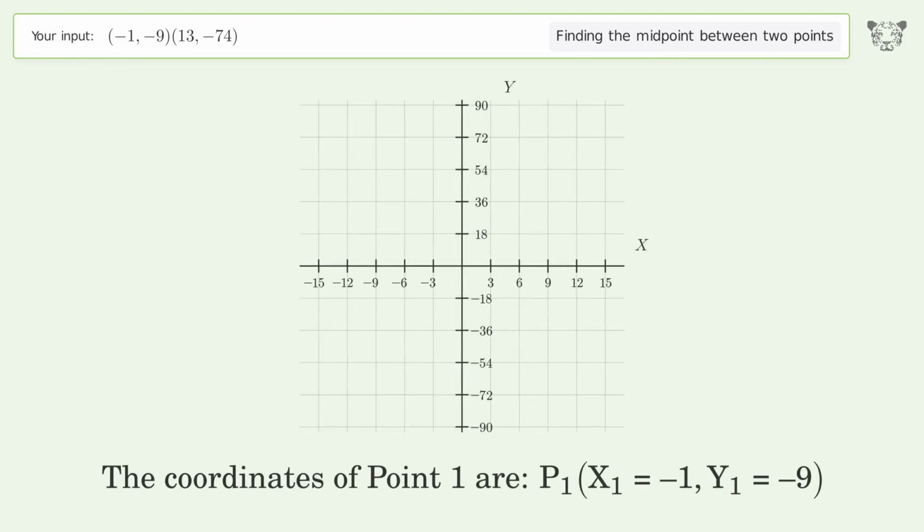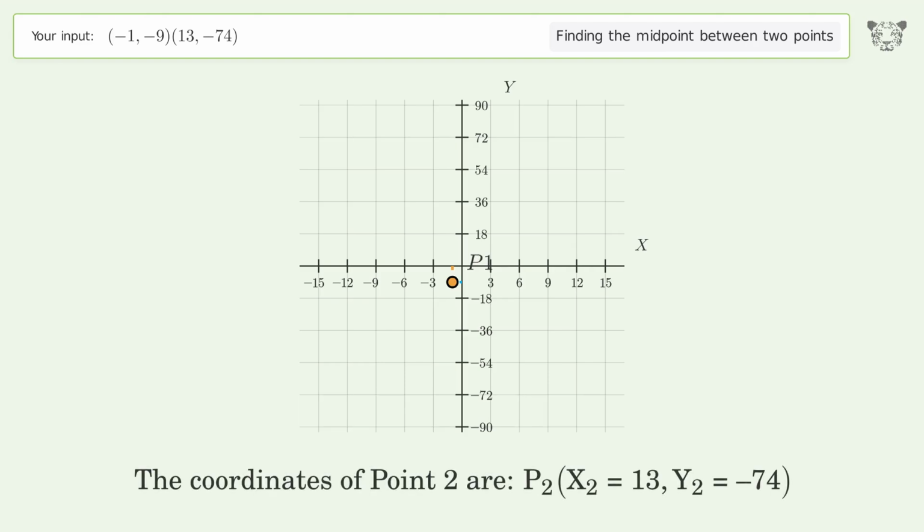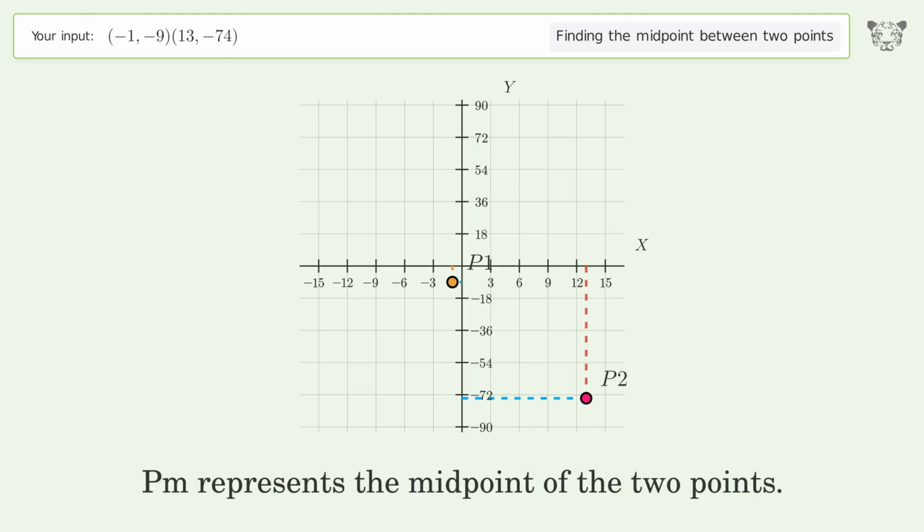The coordinates of point 1 are x1 equals -1, y1 equals -9. The coordinates of point 2 are x2 equals 13, y2 equals -74. PM represents the midpoint of the 2 points.